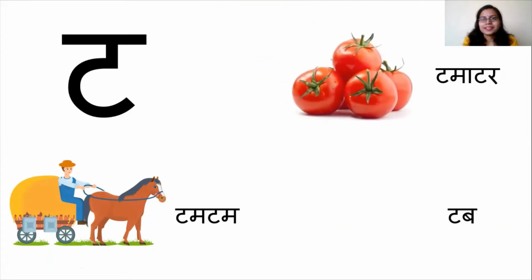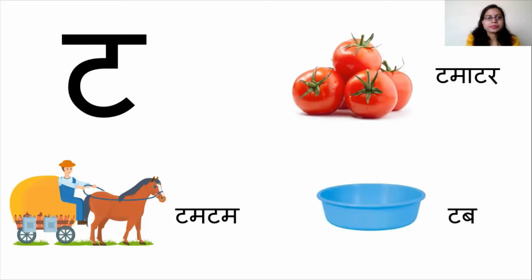Next picture is tomato. And what do we call tomato in Hindi? We call it T say tomato. Okay, tomato. I hope you people like tomato soup and all. Now the next picture is T say tub. You must have seen tub at home. We use it for washing clothes or something like that. Okay. T say tub.